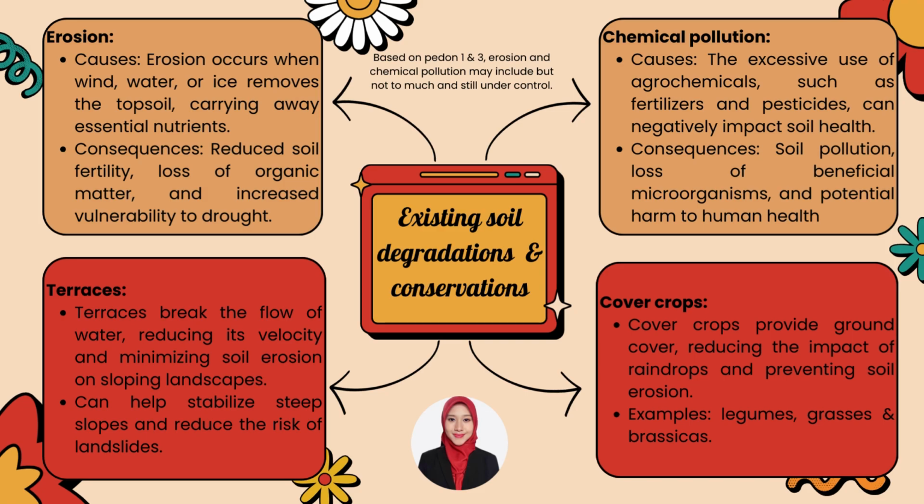Both terracing and cover cropping are valuable tools in sustainable agriculture, helping to protect soil resources, improve fertility, and promote long-term environmental health. Based on Pattern 1 and 3, erosion and chemical pollution may occur, but not too much and still under control, because Pattern 1 has been taken care of by Mardi and Pattern 3 just naturally happened.